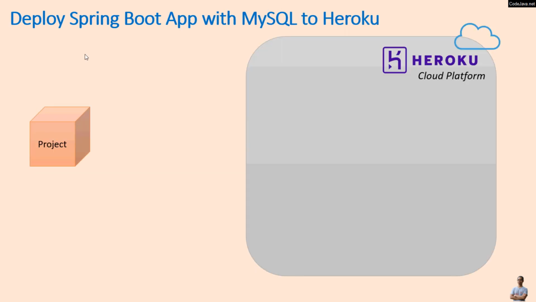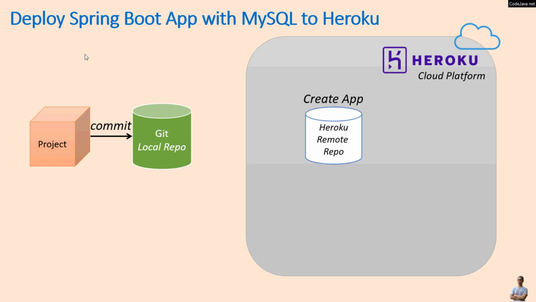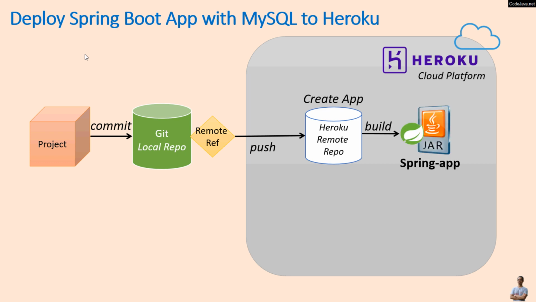Let me explain the process of deploying a Spring Boot application with MySQL database to Heroku Cloud Platform. So from the project on local computer, we need to put the code to a Git local repo. And on Heroku, we create a new app. This app is associated with the remote repo. And then we set the remote reference of the Git local repo to the remote repo on Heroku. And to deploy, we push the code from the local repo to the remote repo. And Heroku will build an executable jar file for our Spring Boot app.